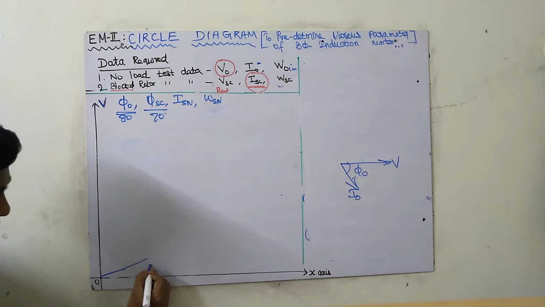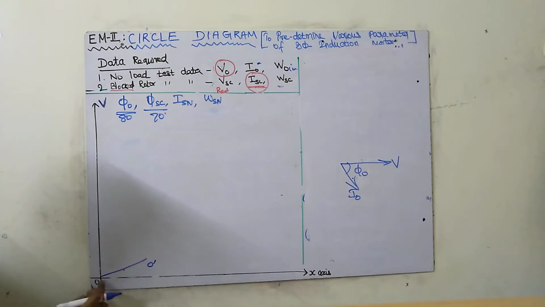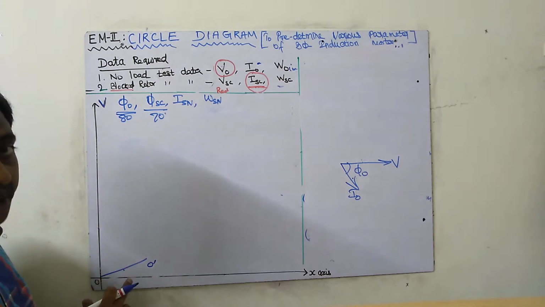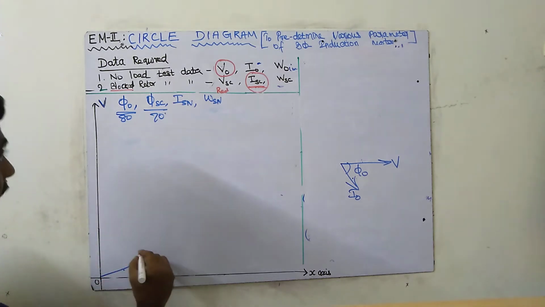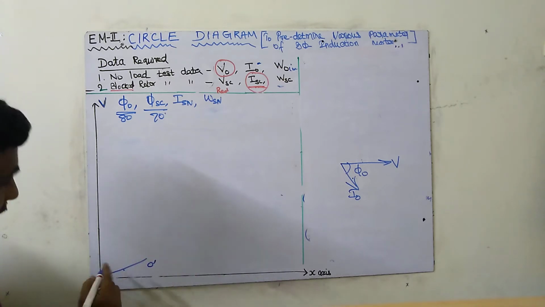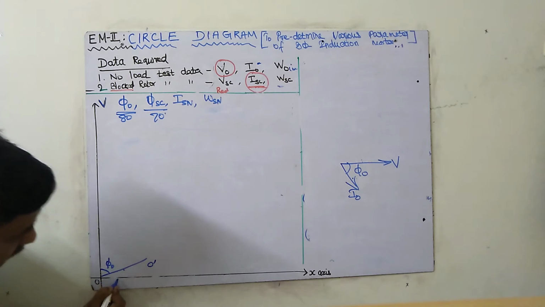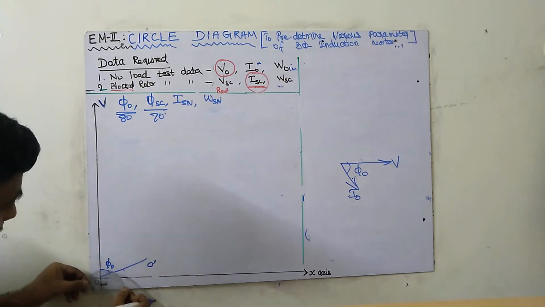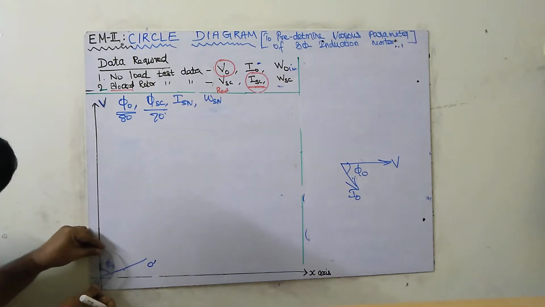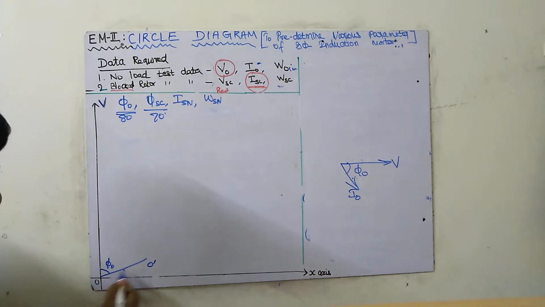This is O. This point is called O dash. This length should be 0.8. Exactly which line? The blue color line I am drawing should be 0.8 centimeter. This length is the I naught length in centimeter. And the angle is phi naught, not this angle. Students should measure like this. This is 0.8 centimeter.